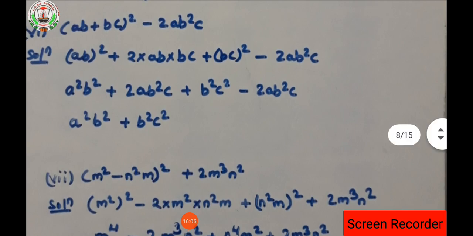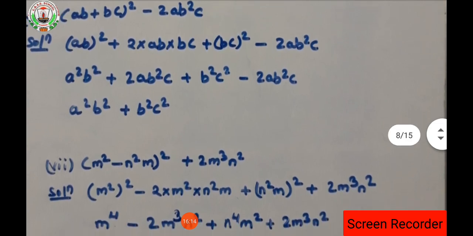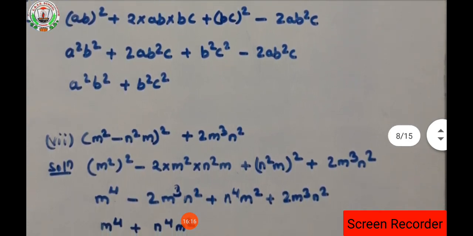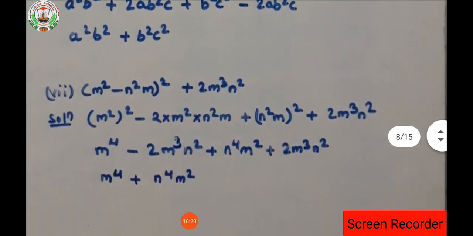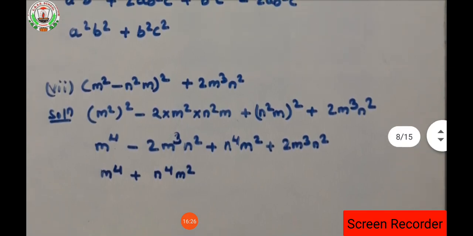Now this plus 2ab square c minus 2ab square c will get cancelled because one of the numbers is positive and another one is negative. So what is the number left out? The number left out is a square b square plus b square c square. This is the number left out.